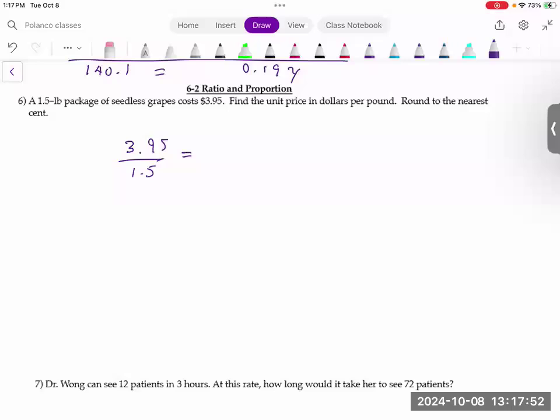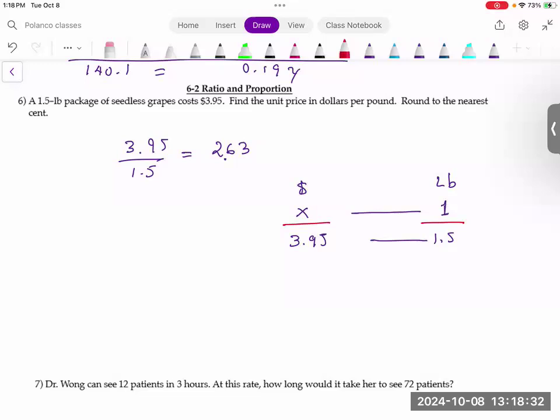Anybody did it? 2.63. All right, 2.63, this would be the price per unit. If you want to do it with the proportions, you can do 2 signs, $1 sign, 1 pound. So basically for 1 pound here, I don't know the price, that's X. For 1.5 pound, what's the price? 3.95, right? So what you can do, the proportion is divide them any way you want.